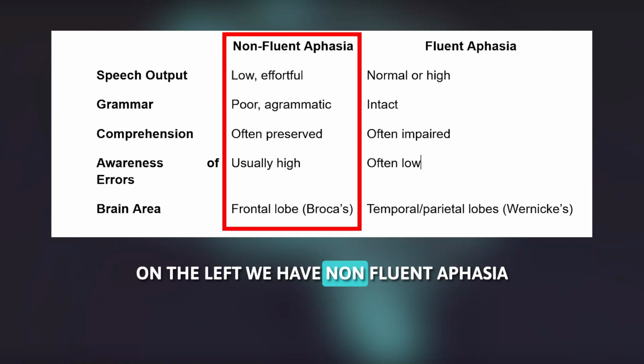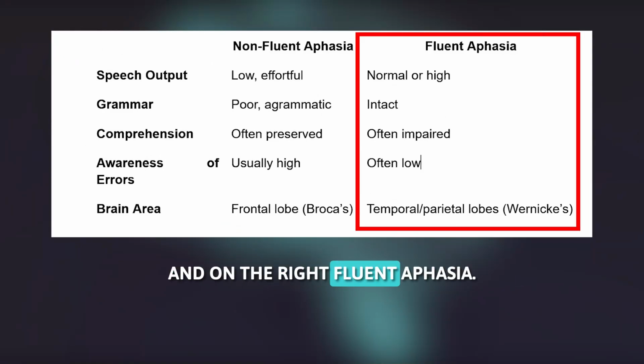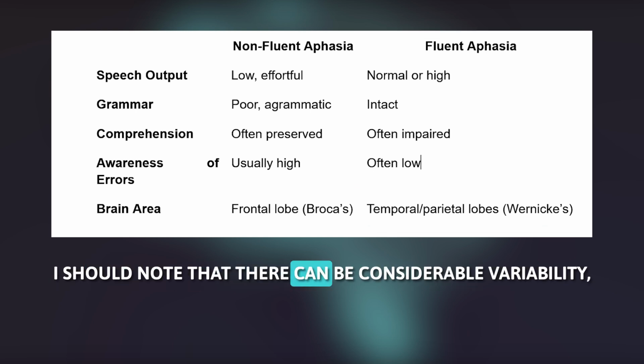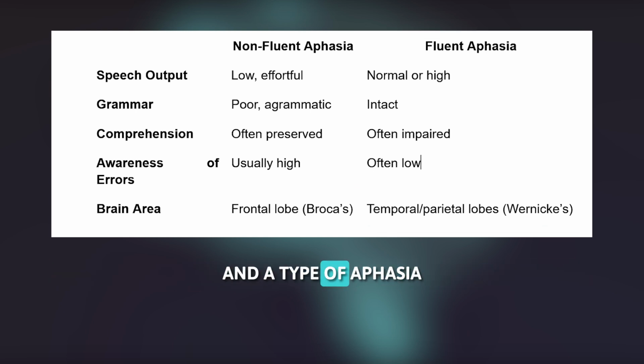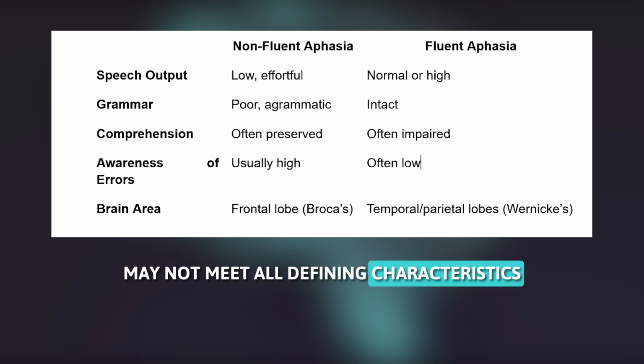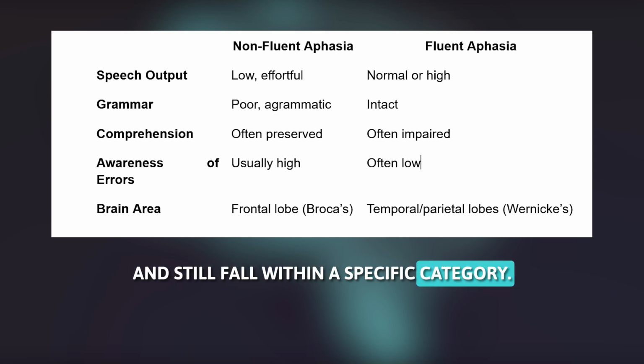On the left, we have non-fluent aphasias, and on the right, fluent aphasias. I should note that there can be considerable variability, and a type of aphasia may not meet all defining characteristics and still fall within a specific category.